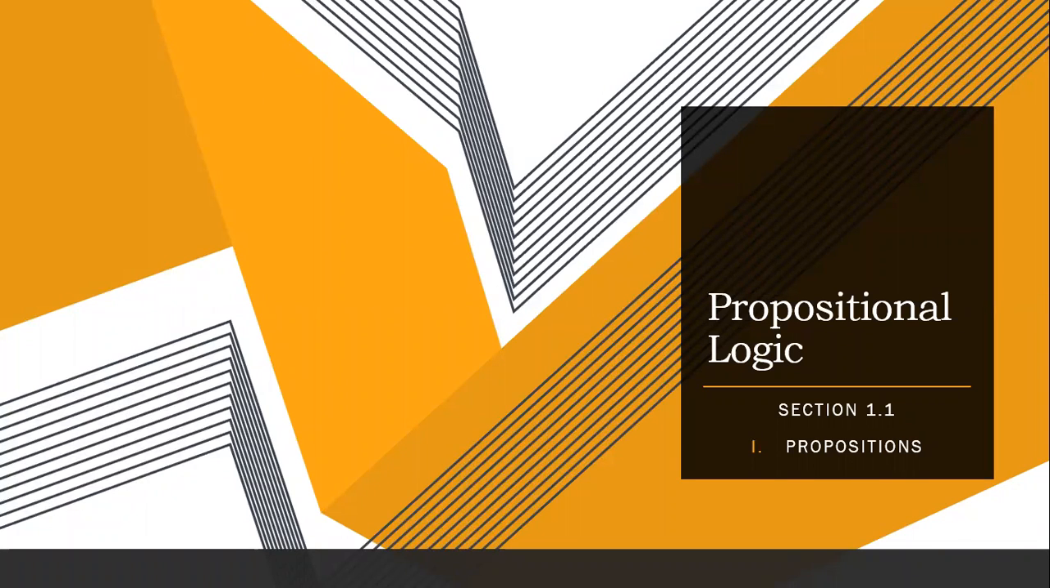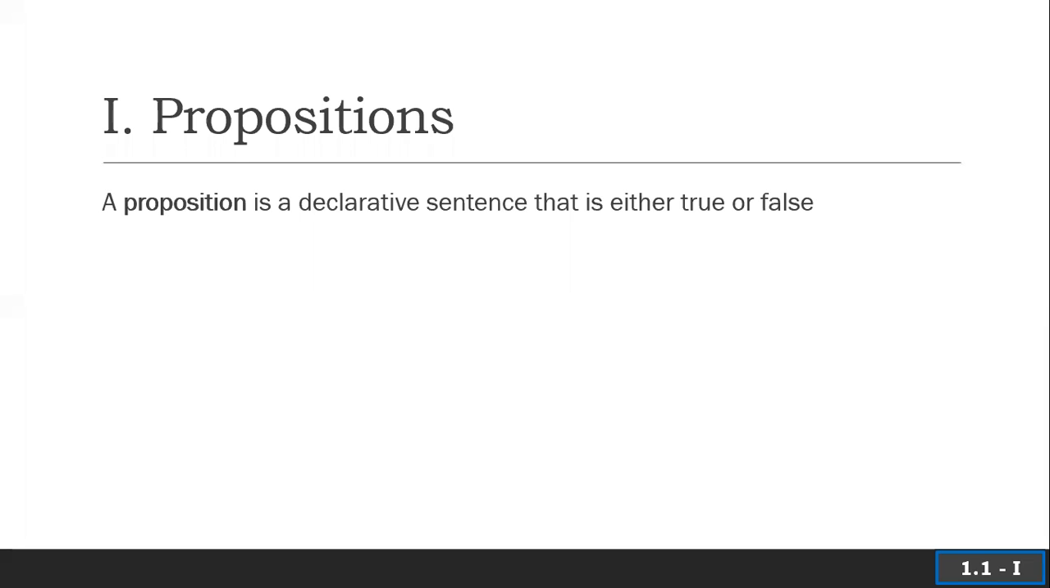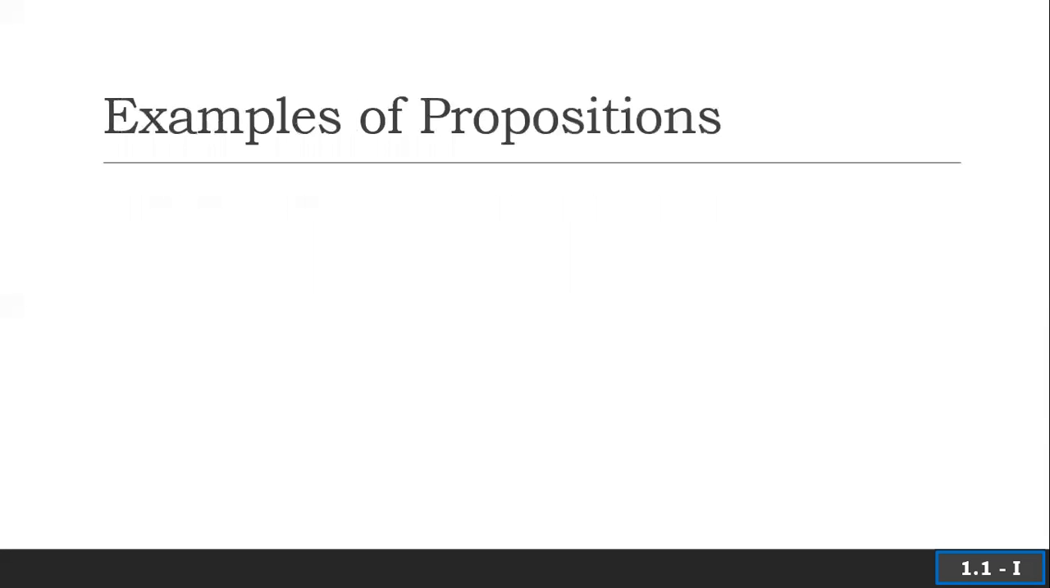Propositional logic, subsection 1, propositions. So a proposition is a declarative sentence that is either true or false. Let's go over some examples of propositions. The earth is round. Now it's important that we're not trying to assign a truth value to that. We're not trying to say it's true or false. It's just defining statements that can be categorized as a proposition.